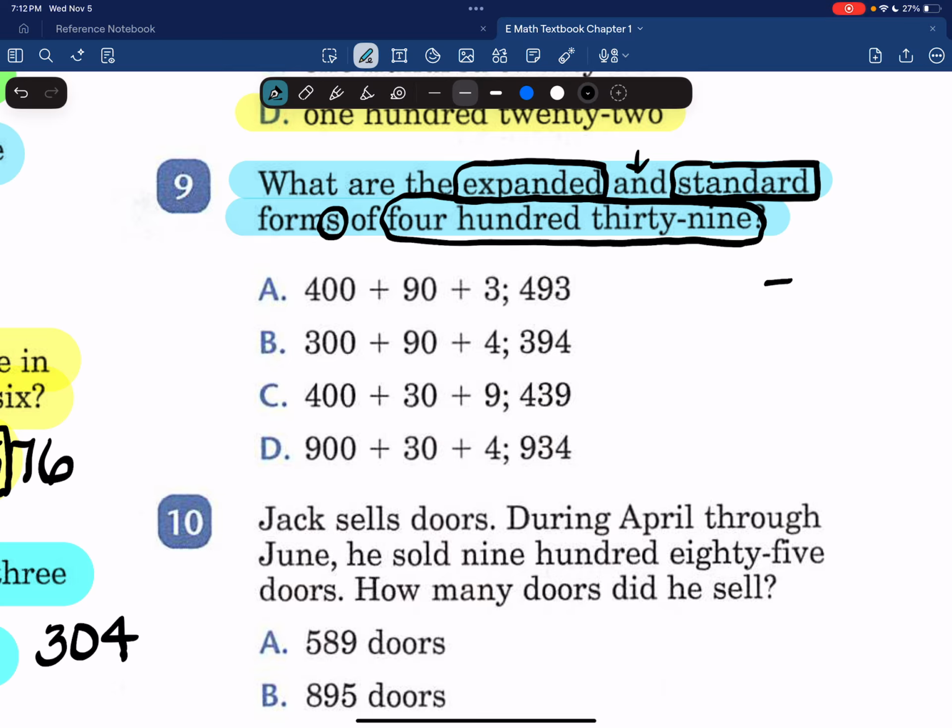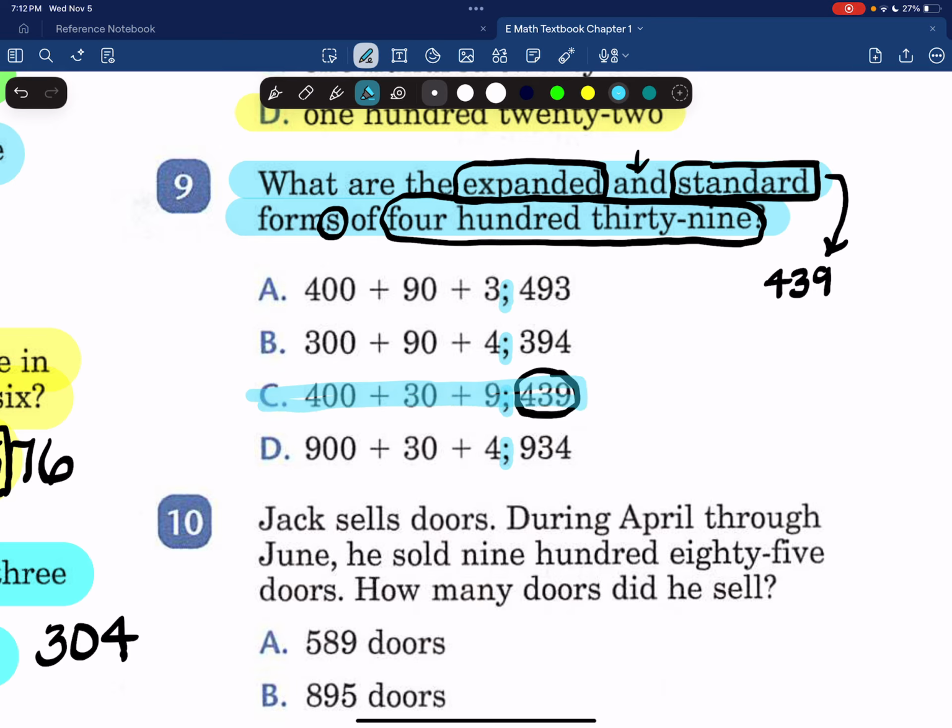So 439 is the standard form. And I can already tell you the answer because the only one that has 439 is this one. Now let me call your attention to this semicolon in here. The semicolon is separating the 2 answers. We know that we need 2 answers, and the semicolon is allowing us to choose 2 answers. So the answer you want is C.